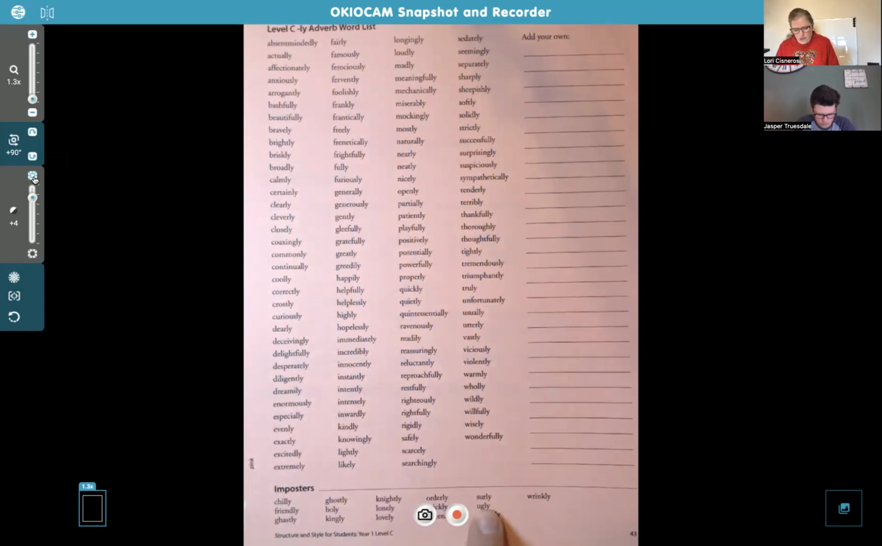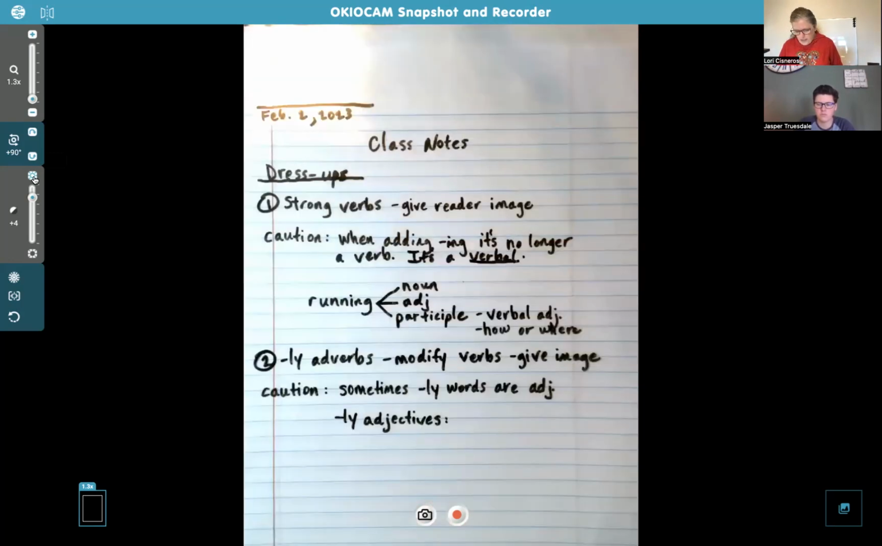Could be like the ugly shirt. That makes sense, the ugly shirt. But you wouldn't use it with a verb. It wouldn't fit. Or the friendly dog, lonely cat, prickly leaf, wrinkly skin, all of those go with a noun. So if you check it by putting it next to a noun, that's going to help you identify if it's an adverb or an adjective. Okay, so I'm going to come back to that list in a second here.